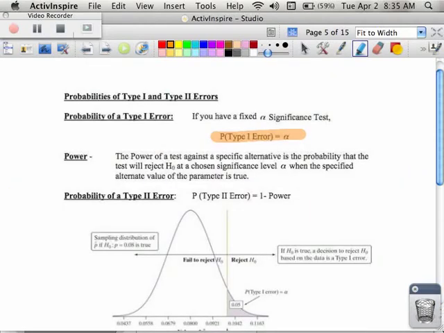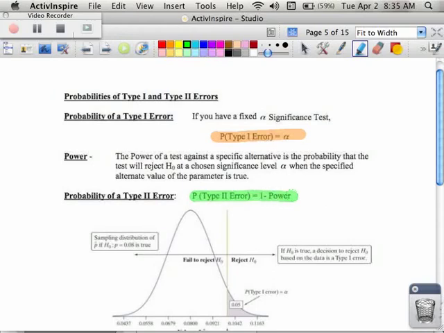So when we talk about probabilities, the probability of a type 1 error is always alpha. The probability of a type 2 error is always 1 minus the power. You don't have to calculate the power. They're going to give it to you. But you have to understand that that's how you would find the probability of this type 2 error. That's what it's saying down below here, the probability of this type 2 error.